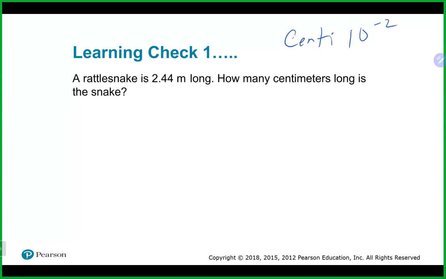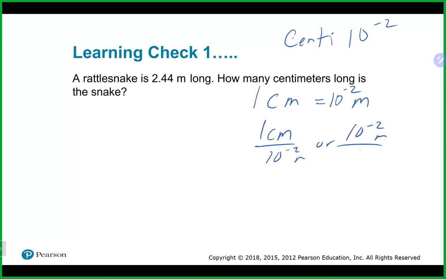Okay, so once again, we want to make sure that we use this correctly. In this case, we're looking at meters, and meters is our base unit. So once again, that means there's 10 to the minus 2 meters in one of the prefix units, which is a centimeter. That gives us 1 centimeter over 10 to the minus 2 meters, or 10 to the minus 2 meters over 1 centimeter. So again, we're going to start with our 2.44 meters. We're going to go opposite here. So meters are up on top.